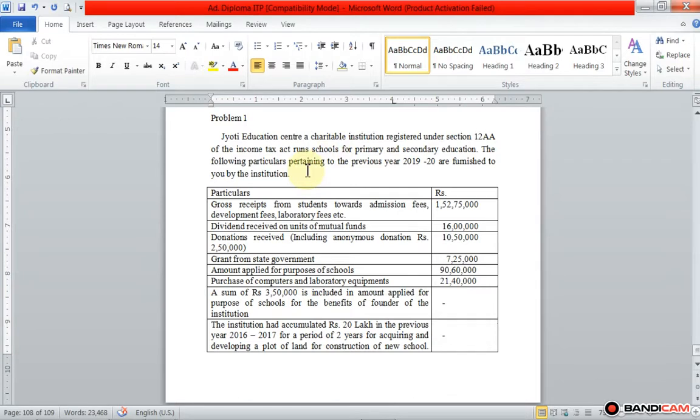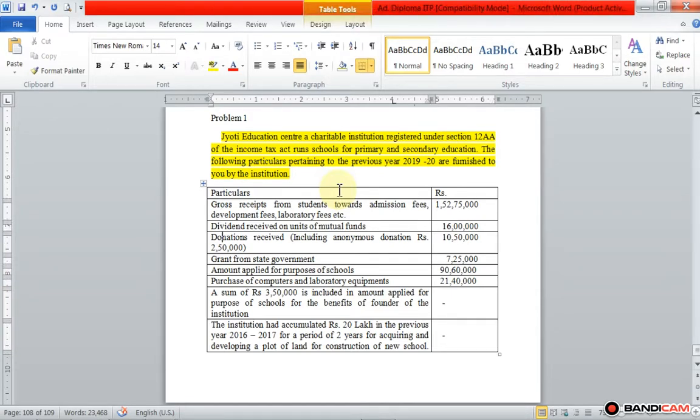The following particulars pertaining to the previous year 2019-20 are furnished to you by the institution. So Jyoti Education Institution has provided the information of her trust. According to the information provided by the charitable institution, we have to compute the taxable income as well as tax liability of the Jyoti Education Center, the charitable institution. So here, particulars and rupees.